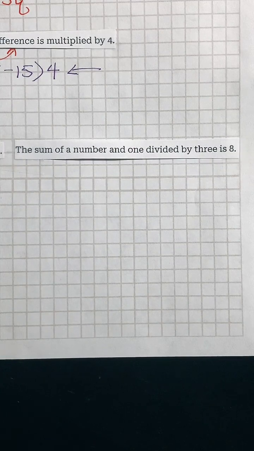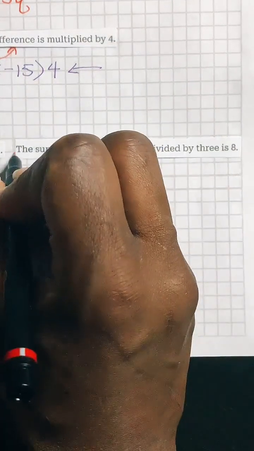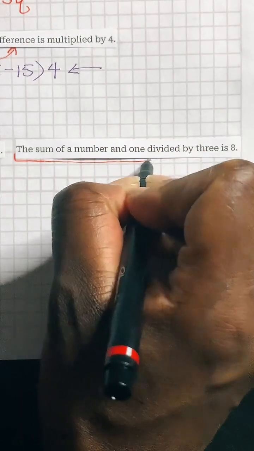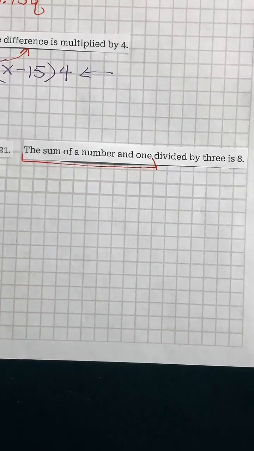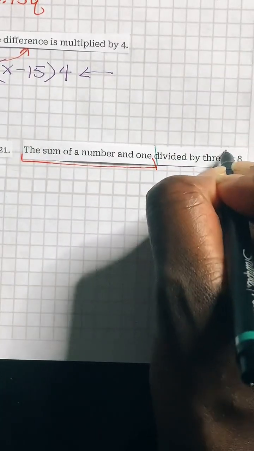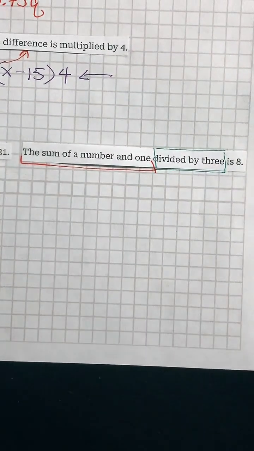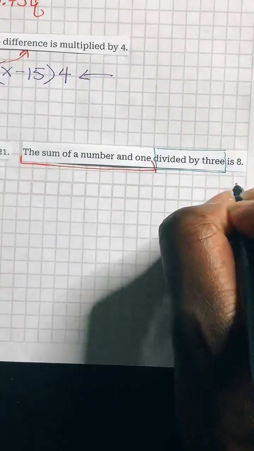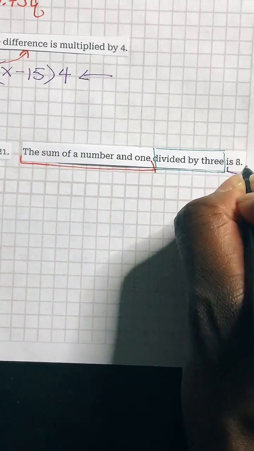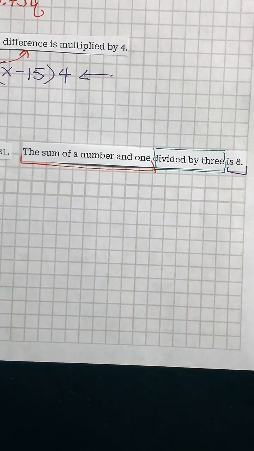So we got a couple of things. We have the sum of a number and 1. That's one thing. Then it's being divided by 3. That's another thing. And then it is 8. Hello, Grace. What will be my equation?